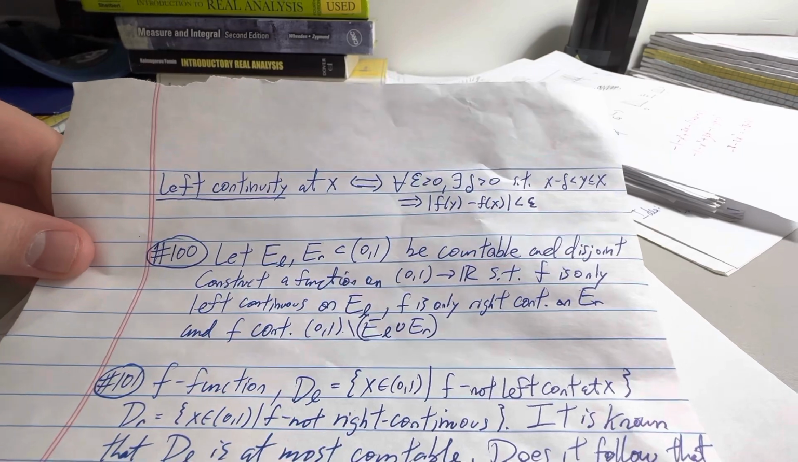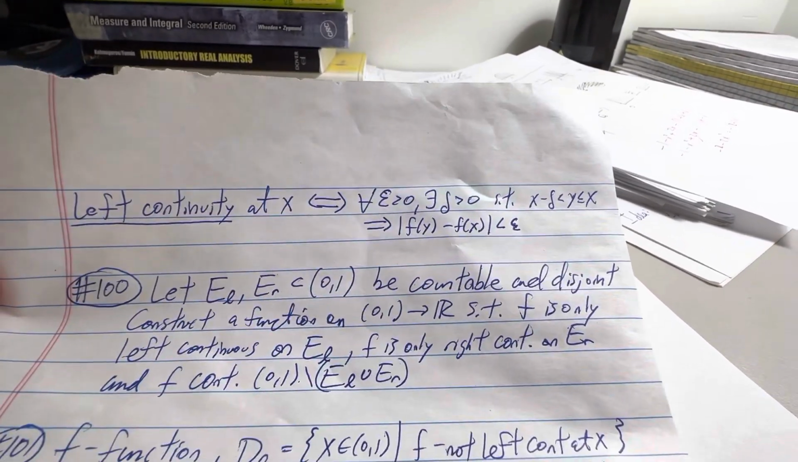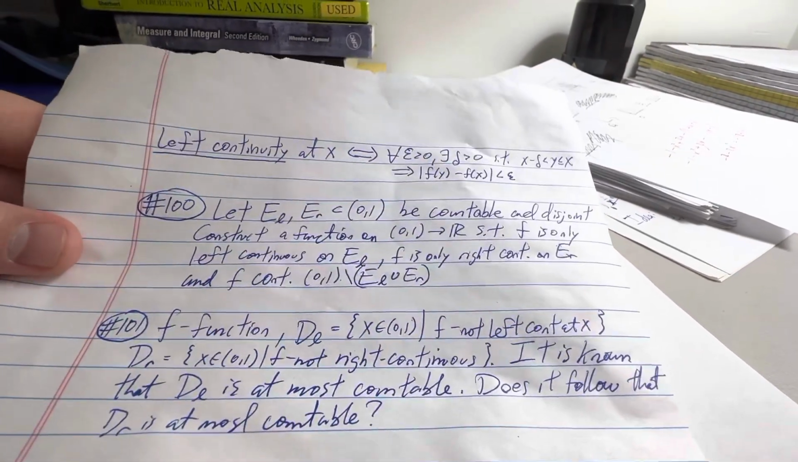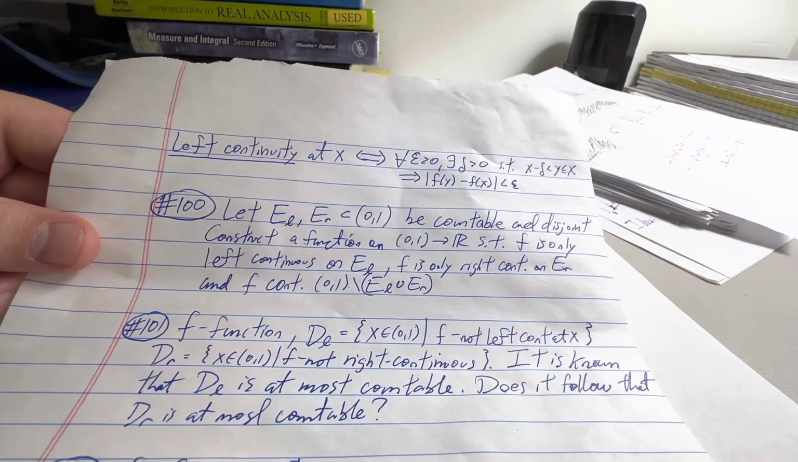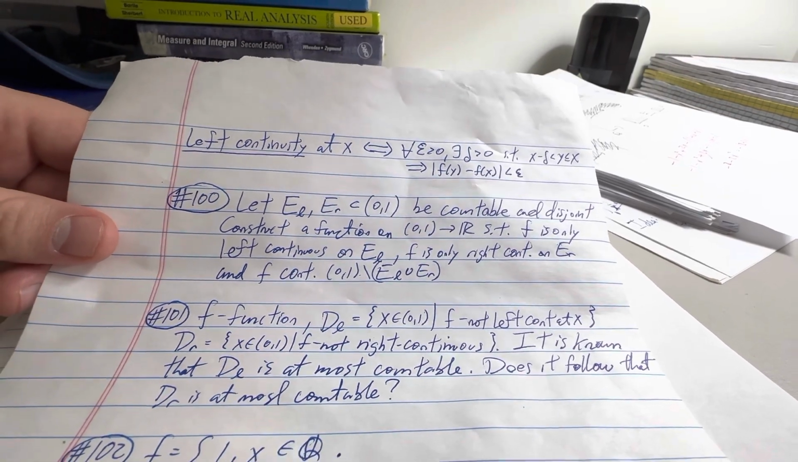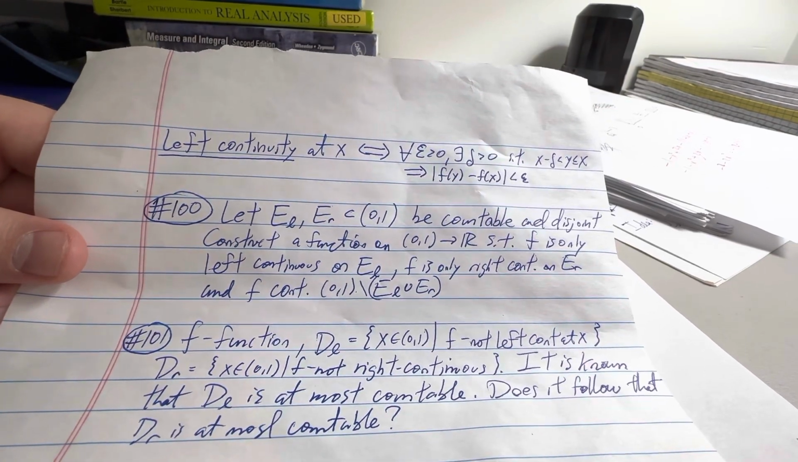Okay, what's the first problem? Left continuity at x. So he defines left continuity, a familiar analysis term. And we start with problem number 100. Why do we start with problem number 100? It's because no one could remember what number we were on, so he started at 100. That's the only reason.